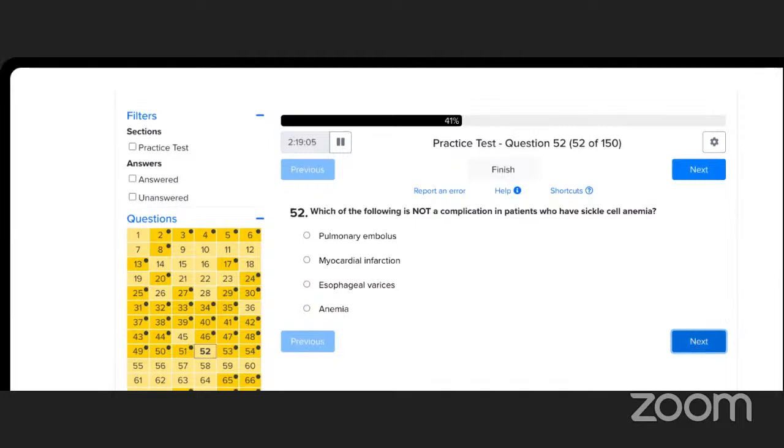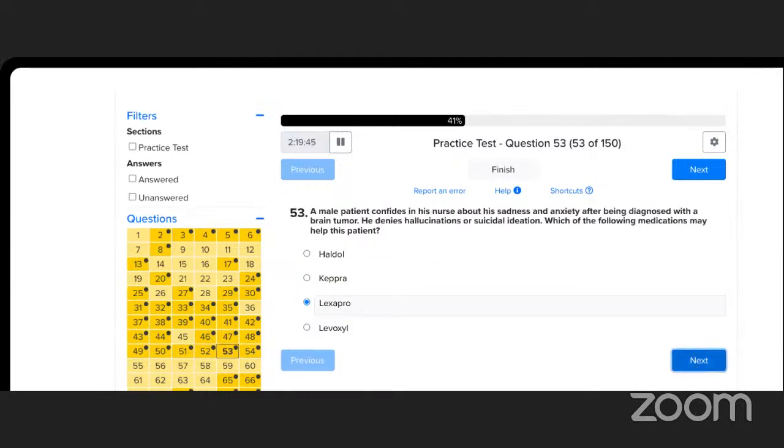Moving on to question number 52. Which of the following is not a complication in patients who have sickle cell anemia? PE is definitely a complication. MI is a complication. So which one is not a complication? I'm gonna say C by process of elimination, and we'll see what the answer is.